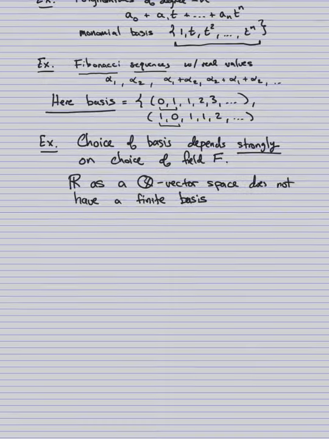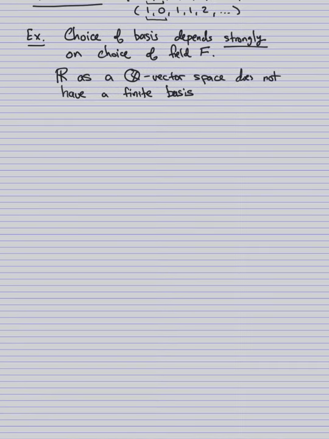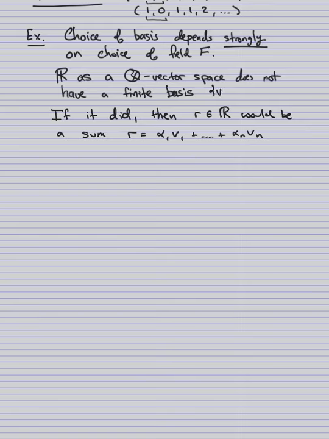Okay, so let me show that here. Well, if it did, then any real number R in the reals would be a sum, R is alpha 1 v1 plus alpha n vn. So for some, maybe I should say here, does not have a finite basis of any number of elements, okay, where the alpha i's are in the rationals.